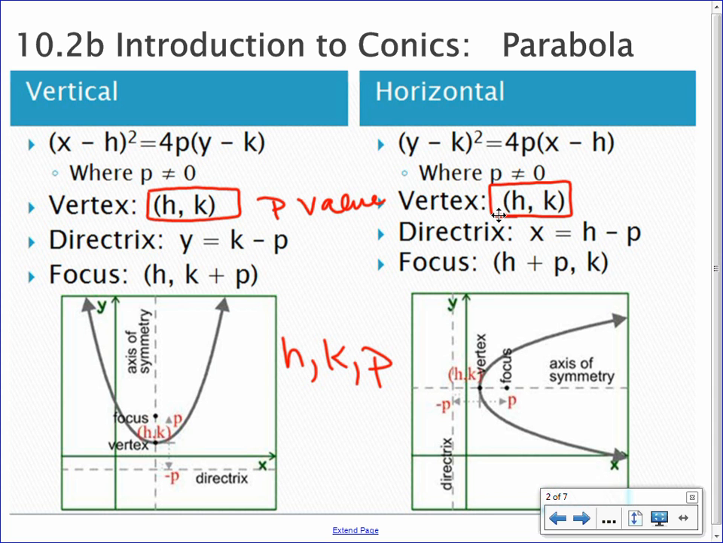h and k come from the vertex. P, what different ways can we identify p? How far is the focus from the vertex? How far is the directrix from the vertex? Okay? So, we have 4 examples.